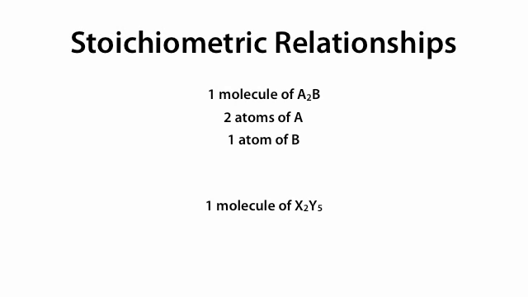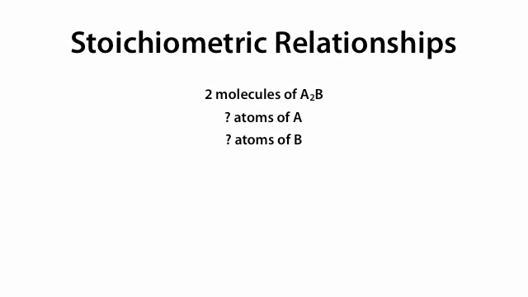Let's say we have another hypothetical compound. We have one molecule of X2Y5. In one molecule of X2Y5, we have 2 atoms of X and 5 atoms of Y. We know this because we can see in the subscripts we have 5Y and 2X. So in one molecule of X2Y5, we have 2 atoms of X and 5 atoms of Y.